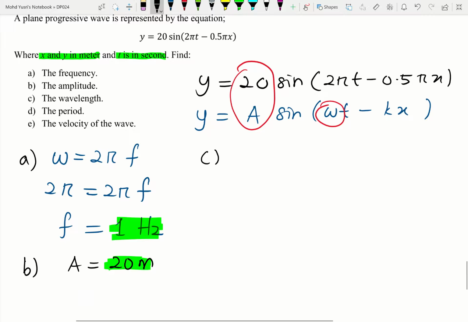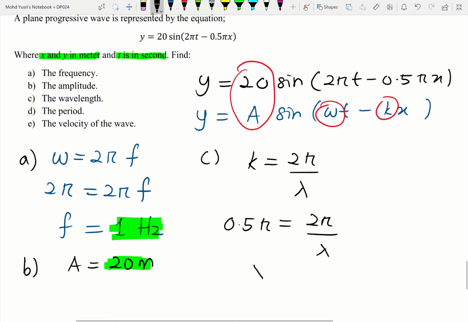the wavelength. Okay, so if we want to calculate or to find the value of wavelength, we refer to value of k, because k or wave number is equals to 2 pi over wavelength. From this equation, k is equals to 0.5 pi, so that is equals to 2 pi over wavelength, and you can rearrange this equation. 2 pi over 0.5, you will get 4 meter. So that is C.